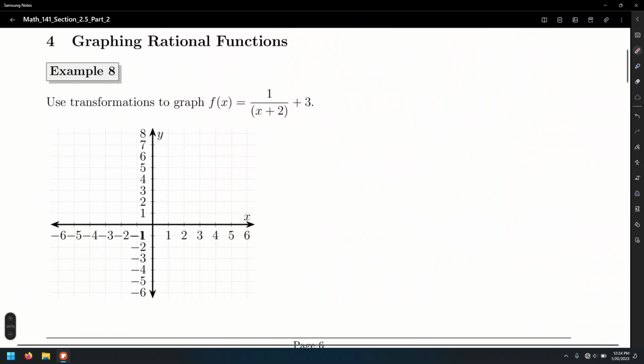You might remember this library of functions where you're given the parent graph for, say, y equals x squared. Well, that's a parabola. Y equals x, that's a diagonal line. What else? The radical function. And from there, you will look at all the possible transformations, such as horizontal shifting, vertical shifting, stretching, and reflecting about the x-axis and the y-axis, all those transformations that you might be familiar with.